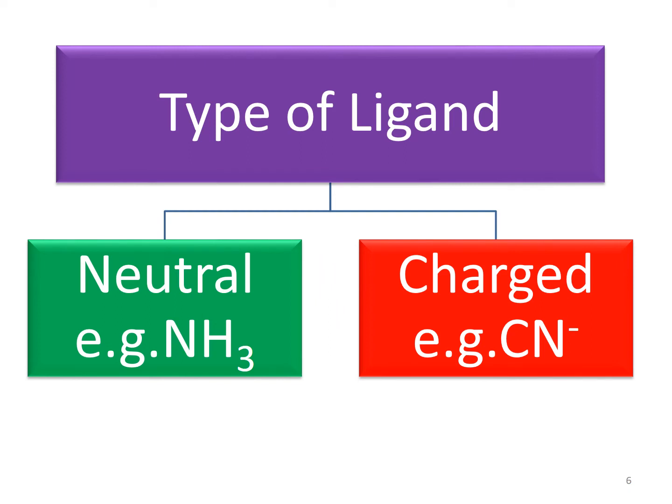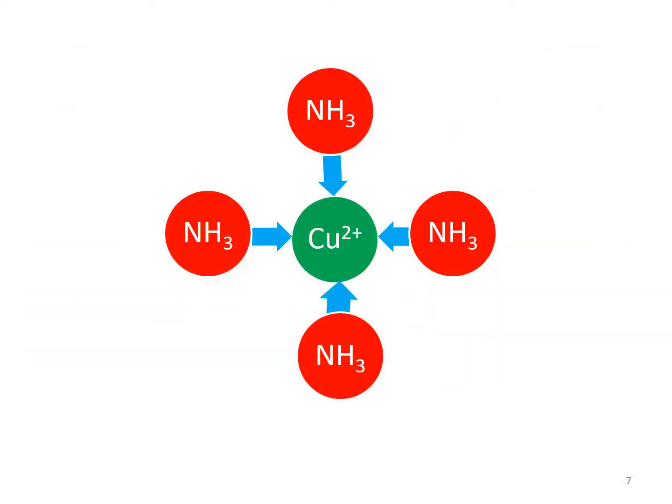Types of ligands. Ligands could be categorized or classified depending on the charge. For example, a neutral ligand such as ammonia, and a charged ligand such as cyanide. In order to make it a little bit easier to see how they are bonded together, you can see the copper, which is 2 positively charged, is surrounded, coordinated, and bonded by 4 moieties of ammonia.